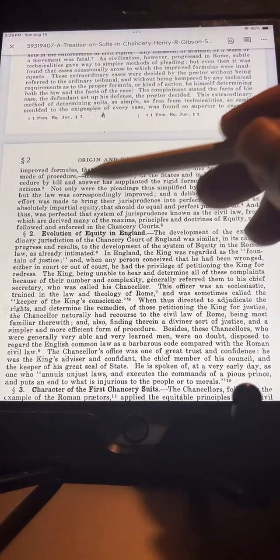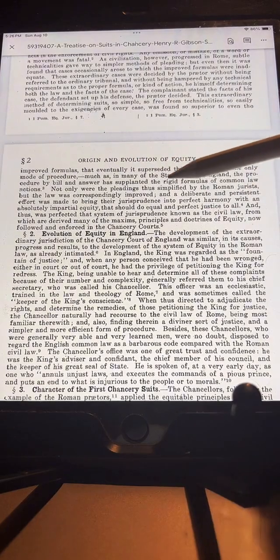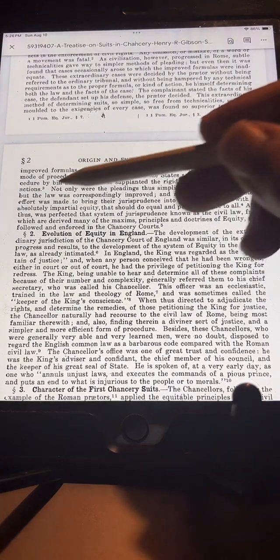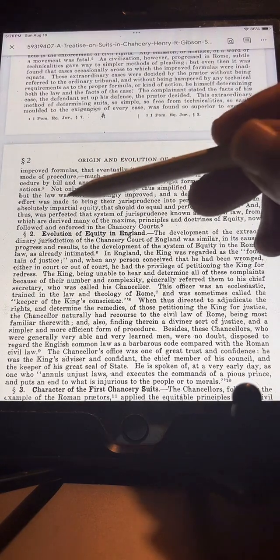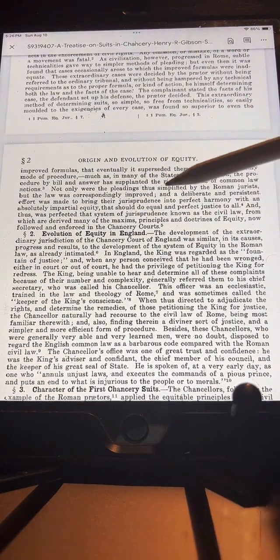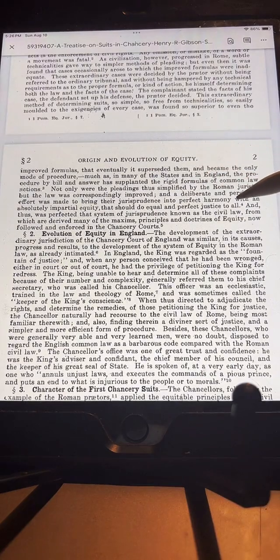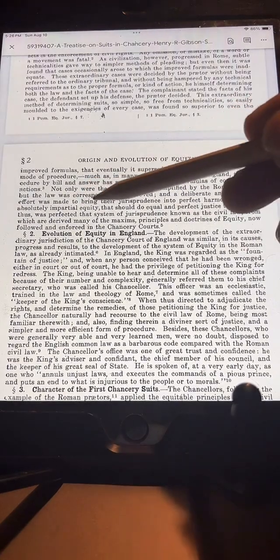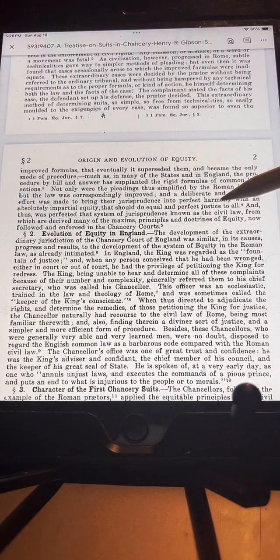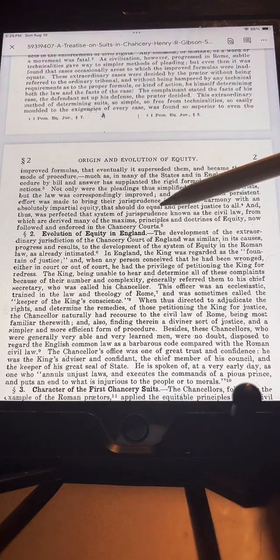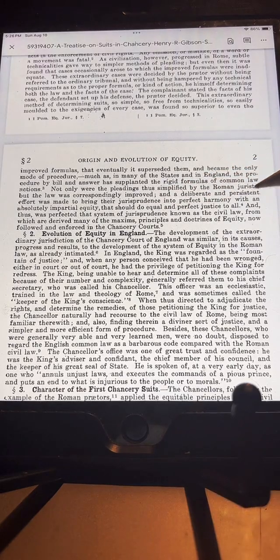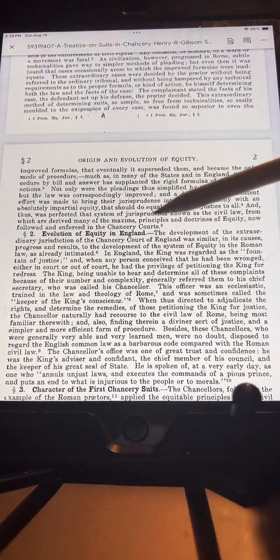Not only were the pleadings thus simplified by the Roman jurists, but the law was correspondingly improved, and a deliberate and persistent effort was made to bring their jurisprudence into perfect harmony with an absolutely impartial equity that should do equal and perfect justice to all, and thus was perfected that system of jurisprudence known as the civil law, from which are derived many of the maxims, principles, and doctrines of equity now followed and enforced in the chancery courts.